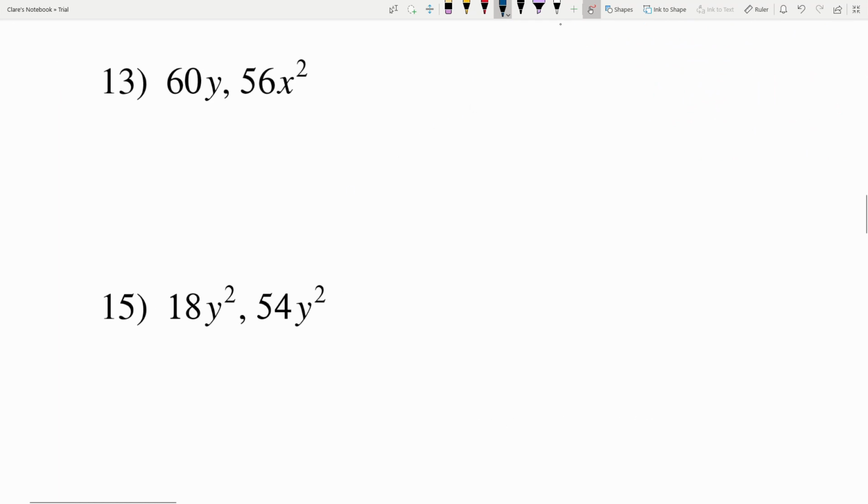In number 13, we have 60y times 56x squared. Right away, looking at my variables, y and x squared do not have anything in common, so there will be no variables as a part of my GCF. So now I'm just looking at 60 and 56.